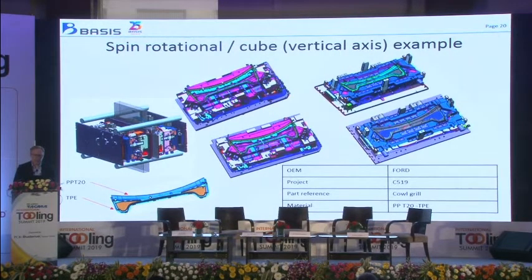Here an example. This is for the C519 cowl grill. It's also PPT20 and TPE. Here you can see the two cores. Here we have the two different cavities, and here is the assembly into the machine with the rotational plate in the center.